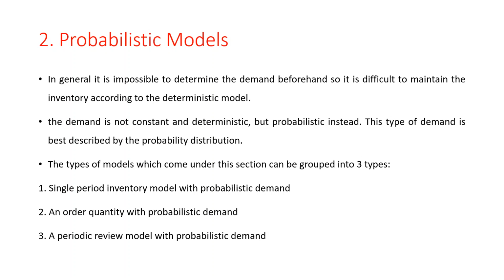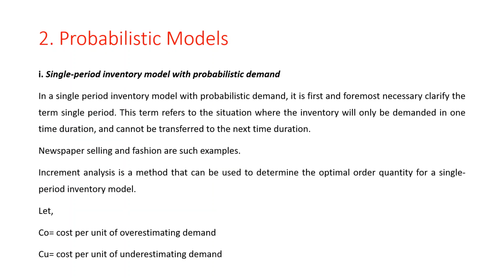The types of models which come under this section can be grouped into three types. The first type is the single period inventory model with probabilistic demand. The second one is the order quantity model with probabilistic demand. And the third one is the periodic review model with probabilistic demand. First we discuss the single period inventory model with probabilistic demand.